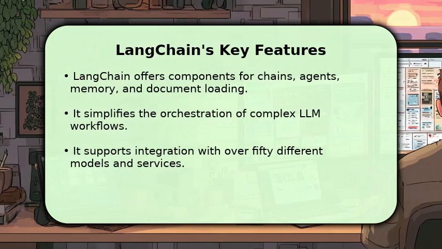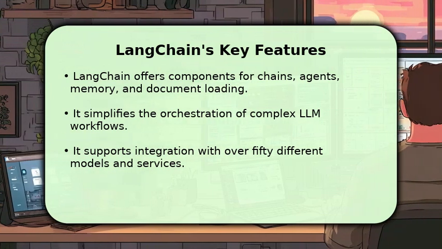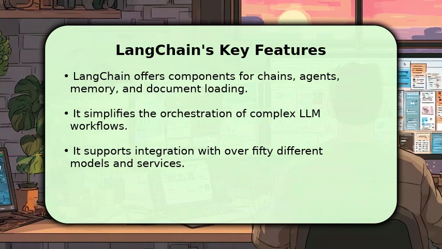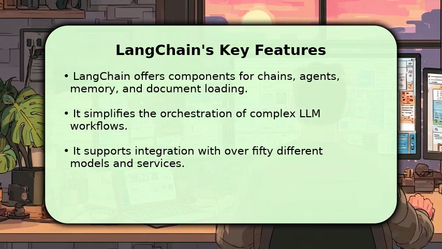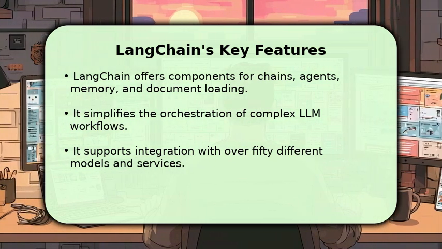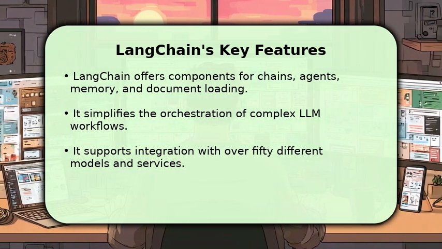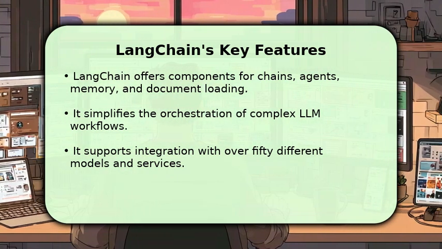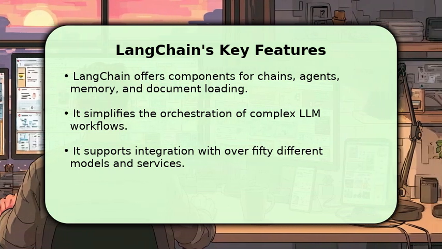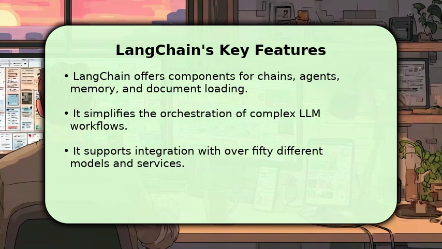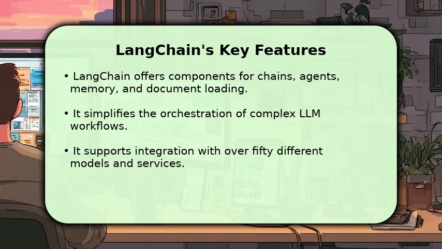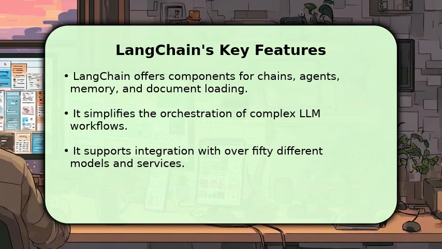LangChain truly shines in orchestrating sophisticated large language model applications. It provides essential components like chains, agents, and memory, simplifying the development of complex AI systems. With support for integrating over 50 different models and services, it offers immense flexibility. This framework helps developers manage the flow of information and actions, making it easier to build intelligent and dynamic applications that interact with various data sources and tools.